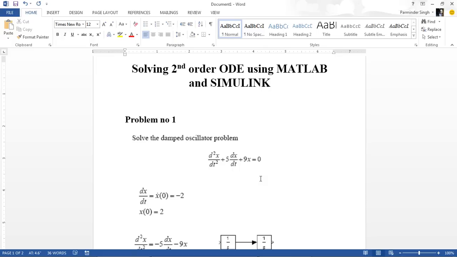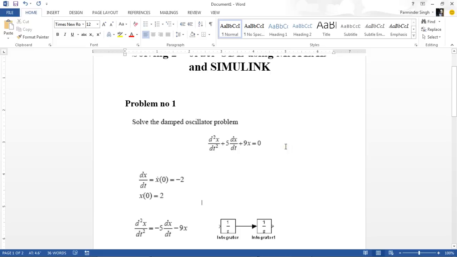So first problem is a simple damped oscillatory problem which is represented by this equation, that is d square x by dt square plus 5 dx by dt plus 9x is equal to 0, with initial conditions that at t equal to 0, x value is 2 and dx by dt is minus 2.